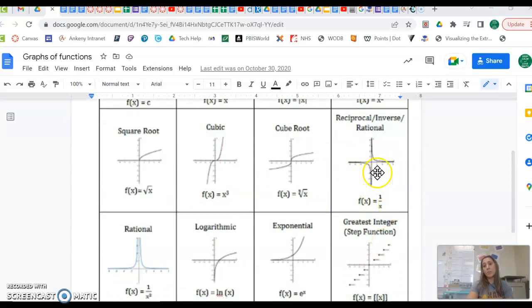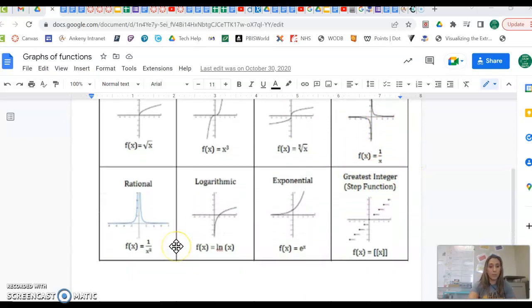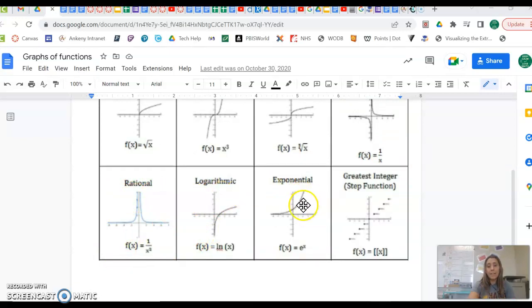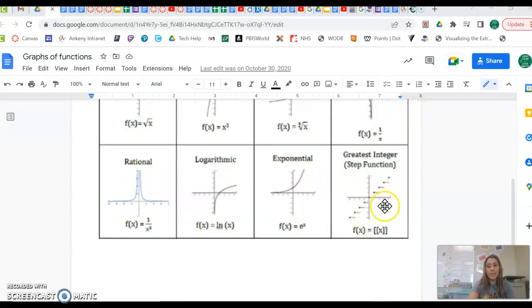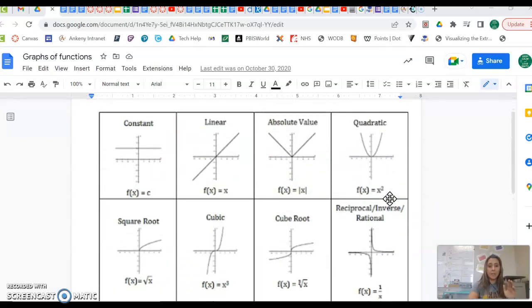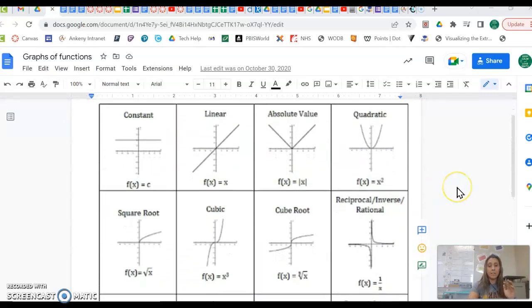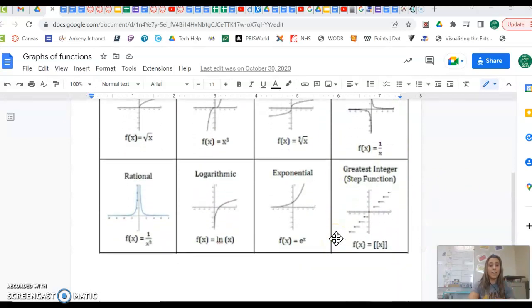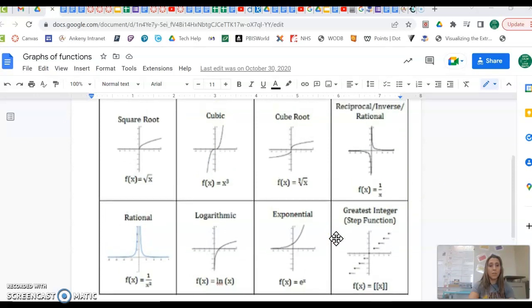This is a rational one. We're going to go into those in a little bit. The rational will be later units. There's another rational one. There's logarithm, exponential, and then a step function. So I'm going to set it for a second, and you can hit pause, and then get these into your notes. And get this last row in your notes. So that is what you should be working on.